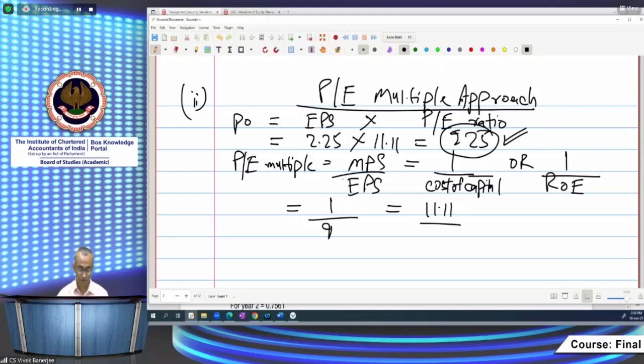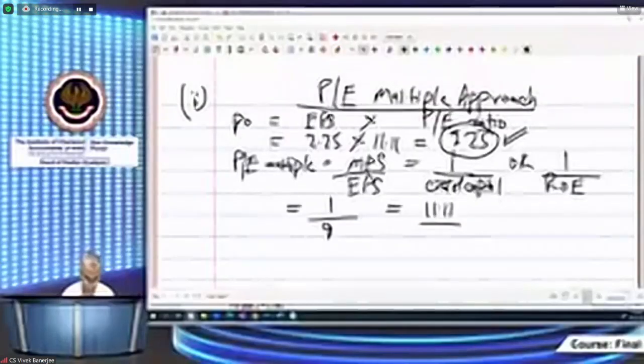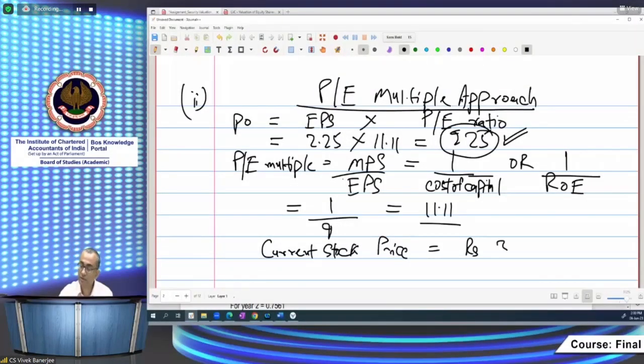Now, the question is asking whether the stock is overvalued. Before proceeding, we have to compare this present value with the current market price per share. What is the current market price per share? It is rupees 35, and the present value is 25. So 25 is less than the current market price. What would be the decision? The decision will be to sell because it is overvalued.